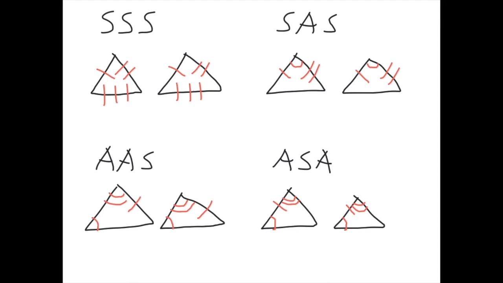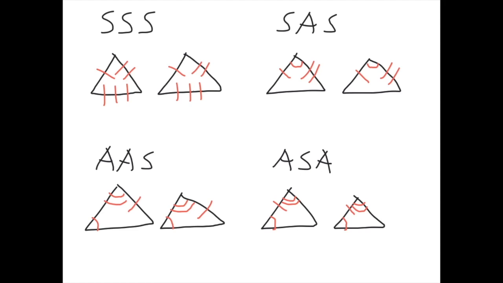Notice similarly with side, angle, side, angle, side, angle has to be the side in between the two angles, the side that's touching both of these angles here. So, at least for now, these are the 4 postulates that you need to know to be able to tell if two triangles are congruent to each other.